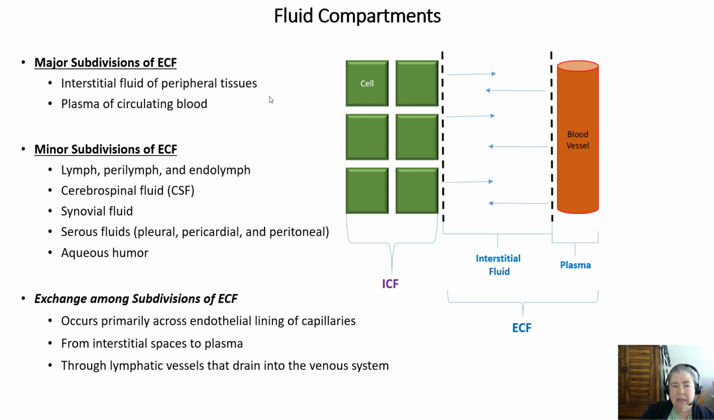There is exchange of fluid between these various subcompartments of the extracellular fluid that occurs primarily across the capillary lining, which is made up of tissue called endothelium. So fluid can move from interstitial spaces across capillary endothelium into plasma. It can move from interstitial spaces into lymph vessels across the endothelium of lymph vessels, and then from the lymphatic vessels it drains directly into the venous system and mixes with plasma.